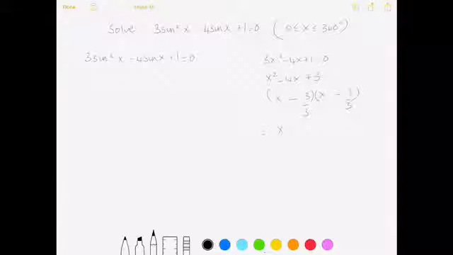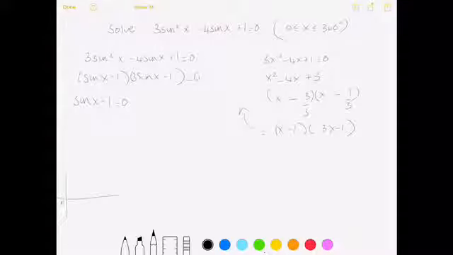So we end up with x minus 1 bracket 3x minus 1. So if we then bring that up to our trig expression, we have sine x minus 1, and in our other bracket we have 3 sine x minus 1. And now we solve as we would normally. Sine x minus 1 equals 0, and 3 sine x minus 1 will be equal to 0. If sine x minus 1 is 0, sine x will be equal to 1.